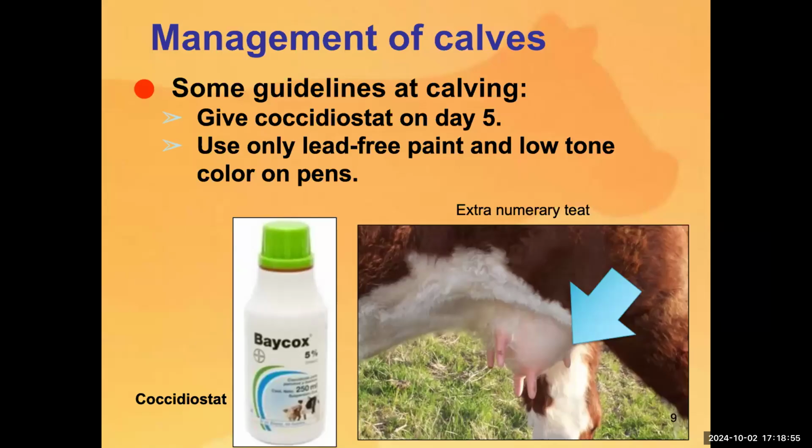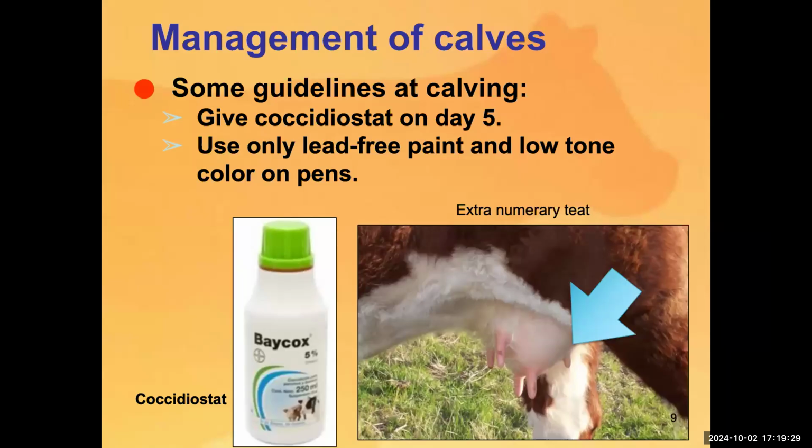And then based on experiences, we now use lead-free paint. If we have to repaint the calf pens, they have to be vacated for at least 14 days so that it will not intoxicate the calf, because they tend to be very playful. They tend to lick the paint, even if it's not really that wet anymore, but they will try to chip it. If they ingest a lot of the lead, then they get poisoned and then they die. Okay, and also on the color, we use low tone colors on the pen, so it's not too shiny or distracting for them.